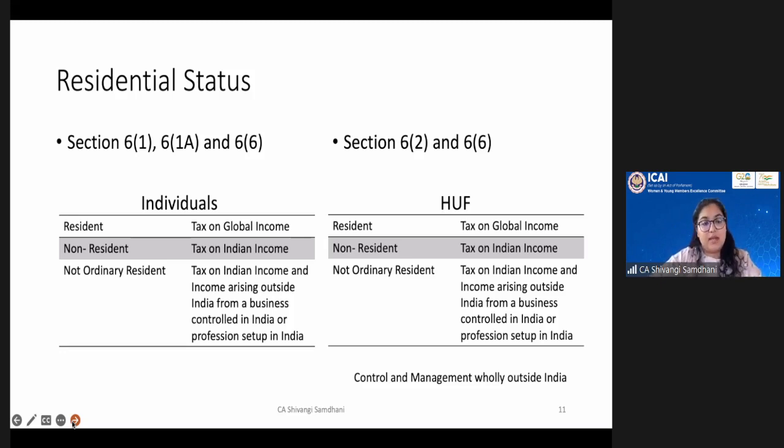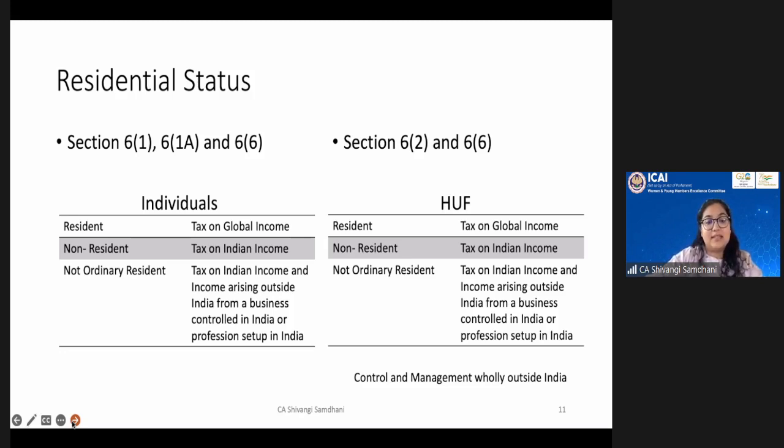So it sets out that a person who was non-resident in 9 out of 10 previous years, that person is NOR. Or a person who has spent less than 729 days in preceding 7 years is also a NOR.